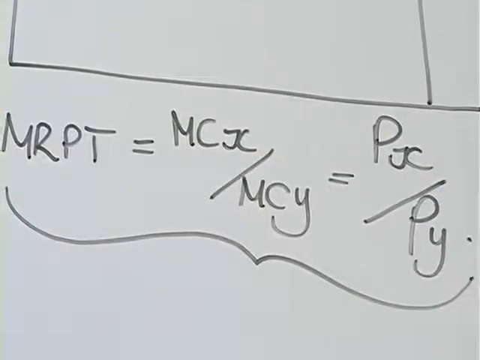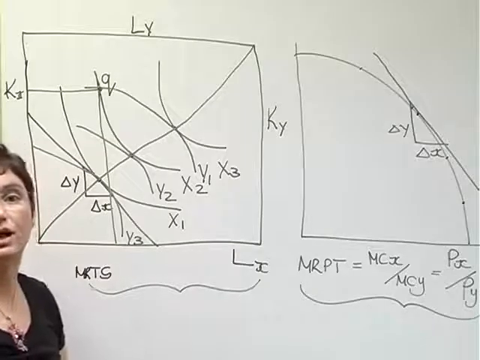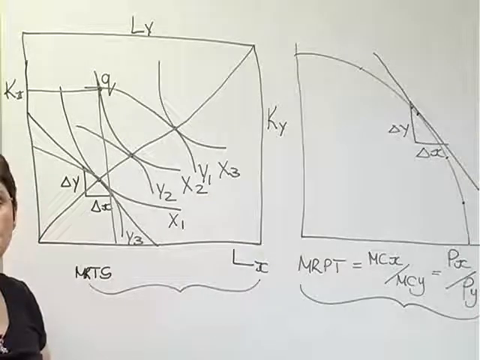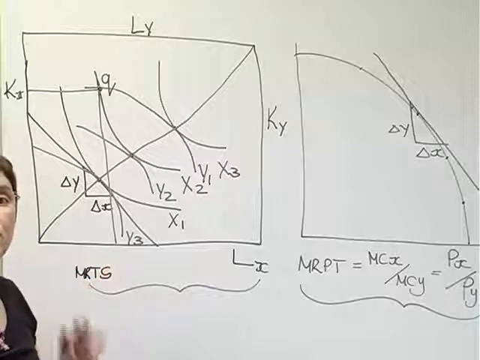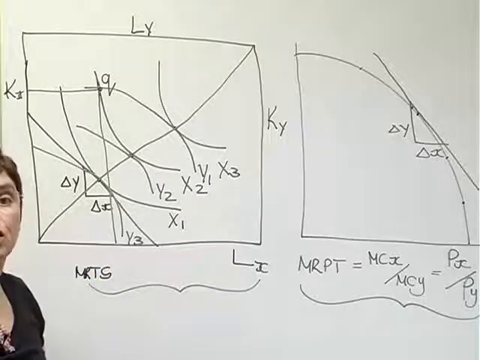In the next session, we're going to look at the next condition, condition 2, the efficiency in consumption. This was the efficiency in production, and remember, there are 3 conditions.